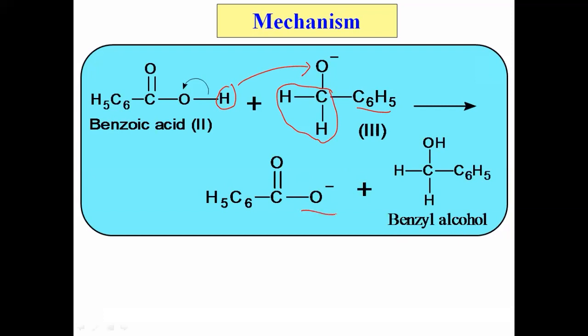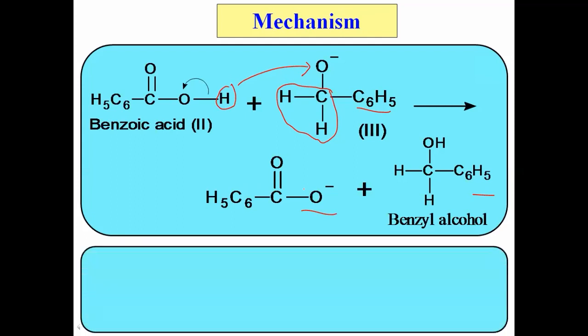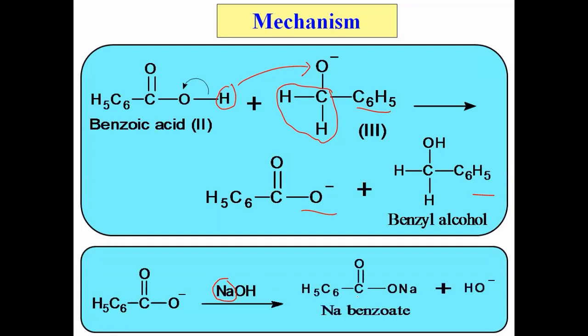One product you know is benzyl alcohol; after reduction we get benzyl alcohol. The second is the benzoate ion, but the benzoate ion takes Na+ from NaOH and forms sodium benzoate. So sodium benzoate and benzyl alcohol, these are the two products of Cannizzaro reaction. We have studied how actually we get benzyl alcohol and sodium benzoate by using this reaction.